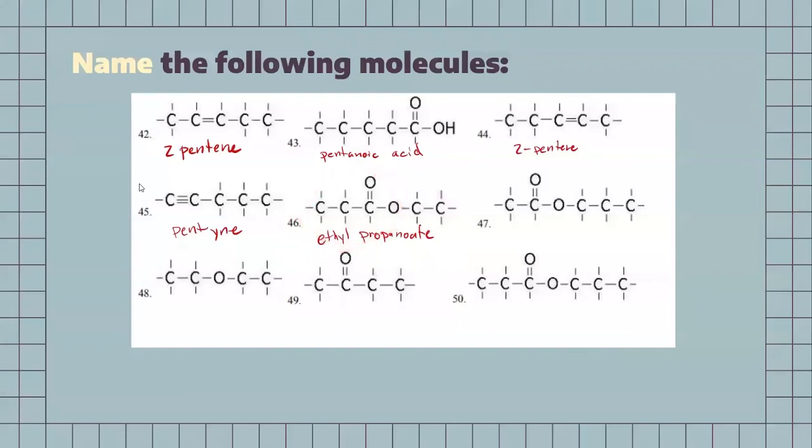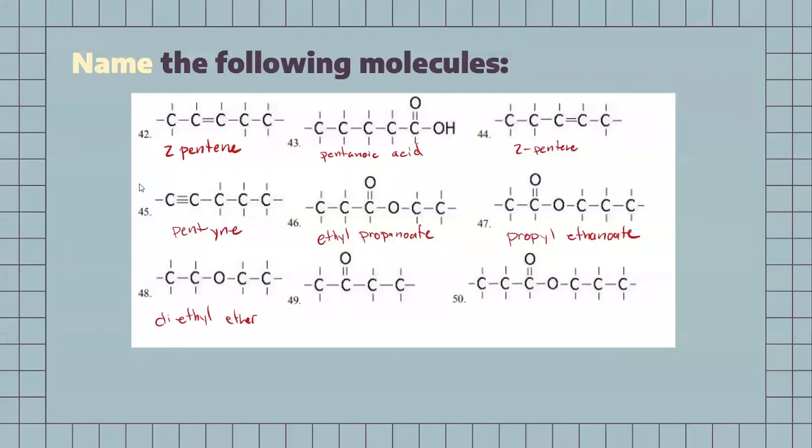For 47, now we have a 3-carbon chain, and our ester is going to be connecting from this 2-carbon chain. So this one would be propyl ethanoate. Propyl for the 3 carbons and the ethanoate for our ester there. For 48, we have 2 ethyl groups. We have this being an ether, so this would just be diethyl ether. Di for the 2 ethyl groups.